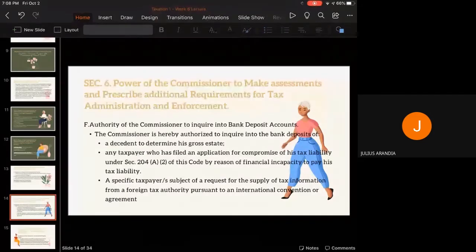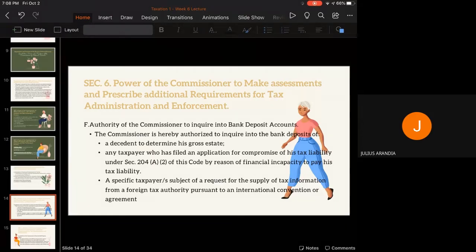So F, this is very important. Again, as a general rule, the commissioner cannot inquire into the bank deposit accounts of taxpayers except for three instances. First, for a decedent, to determine his gross estate, so the bank account of the decedent to determine his gross estate. Second, if any taxpayer has filed an application for compromise of his tax liability by reason of financial incapacity to pay his tax liability.